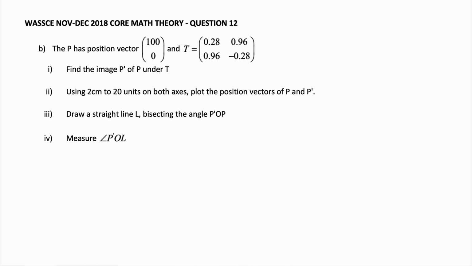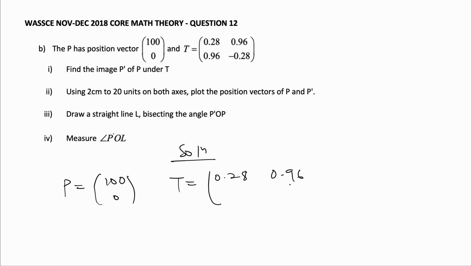The position vector P is (100, 0), and T is equal to the matrix (0.28, 0.96; 0.96, -0.28). Part i: Find the image P' of P under T. So let's begin with our solution. Our position vector P is (100, 0), and T is (0.28, 0.96; 0.96, -0.28). From the question, we know that P' is the image of P under T, which means that we multiply the position vector by T.